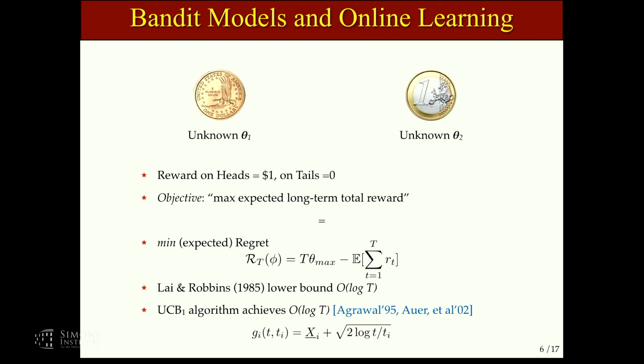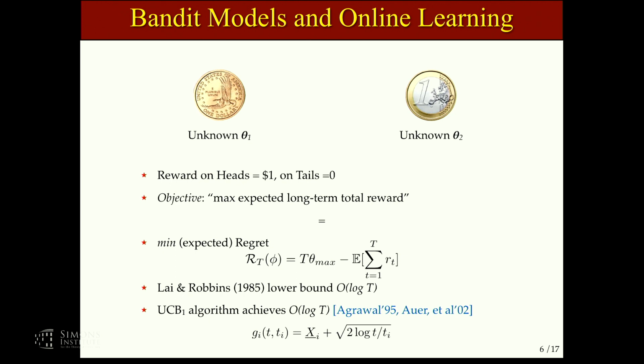So just a very quick overview of a very, very basic setting. Let's say that we have two coins with unknown biases, and we're told to play this game. We can play this game, let's say, 100 times. Each time, we can choose either coin, and we toss it. If it comes up heads, we get a reward of $1. Otherwise, we get 0. And we'd like to maximize our payoff.